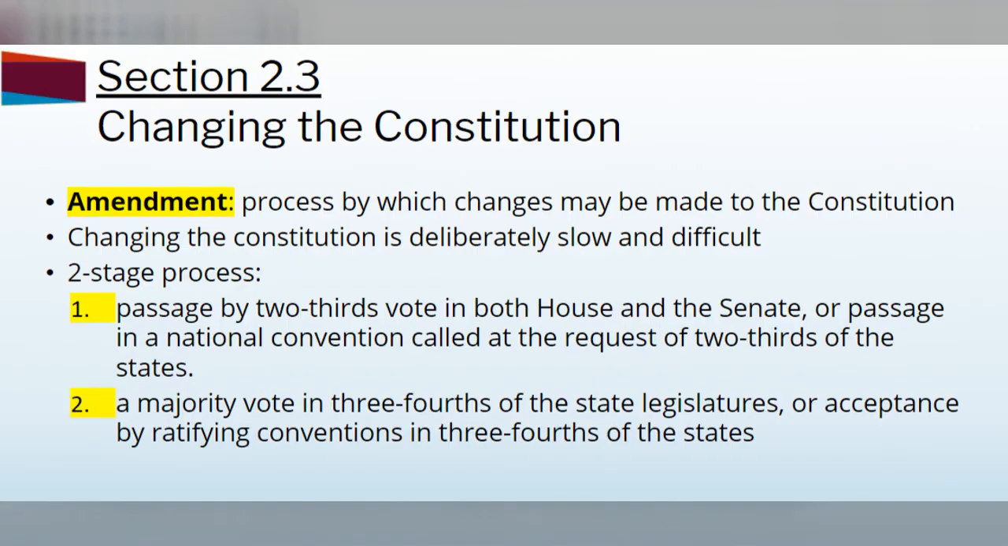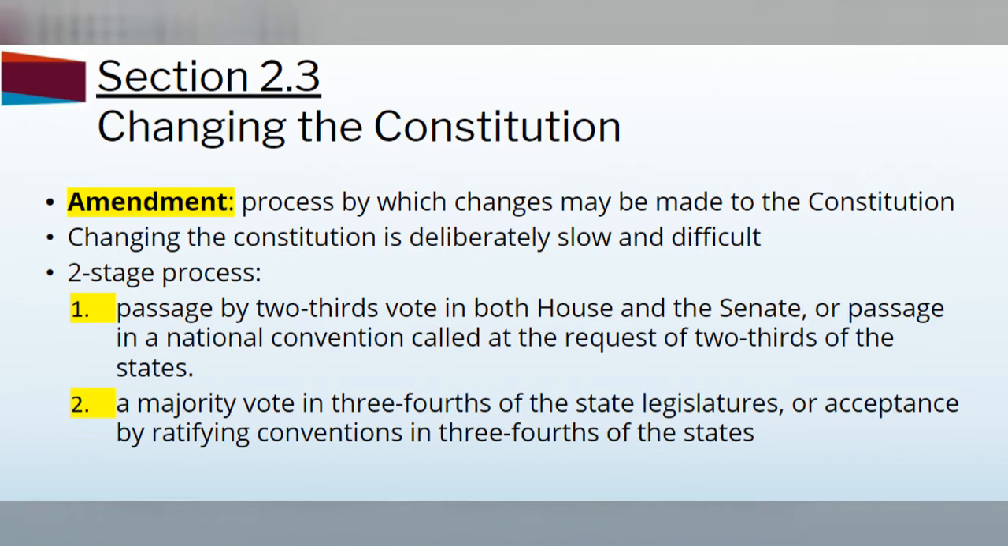But considering the fact that the Constitution is the most supreme legal document in the entire country, they didn't want to make it so easy to where anyone could just change the Constitution on a whim. They made it a very long and difficult process to make sure everyone, or at least almost everyone, was on board with whatever the change was going to be. Changing the Constitution is a two-stage process.